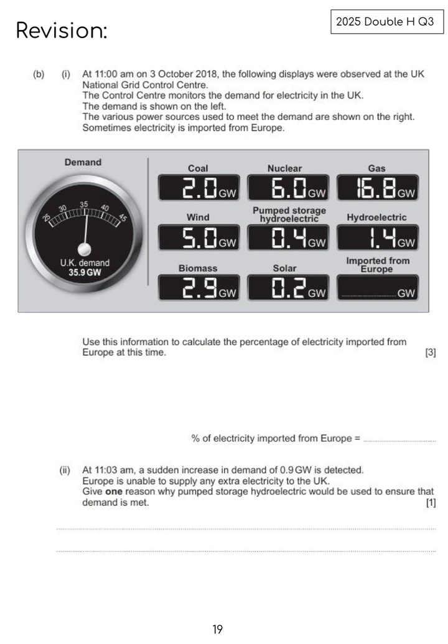Then part B is talking about the National Grid Control Centre. So we have all of the energy coming from all the different types of power stations and the UK demand. The first thing we need to work out is the percentage imported, but how much is imported? So we need to add up all these numbers first. 2 add 6, add 16.8, add 5, add 0.4, 1.4 plus 2.9 plus 0.2, and you get a total of 34.7 gigawatts. That's your first mark.